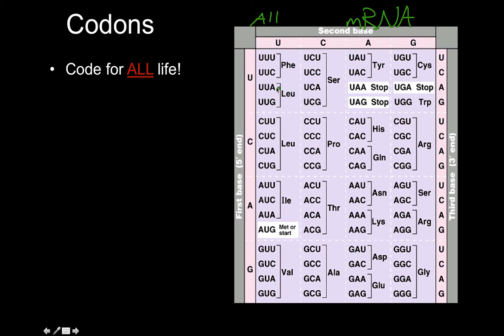Here's the chart we're going to use. Remember before I said UUU codes for phenylalanine. Well, here in our first base, there's a U, second base, U, third base, U, codes for this amino acid, which is phenylalanine. What would ACC code for? Well, the first base is A, then C, C. There's the amino acid.